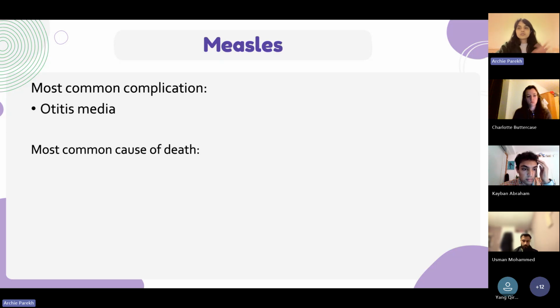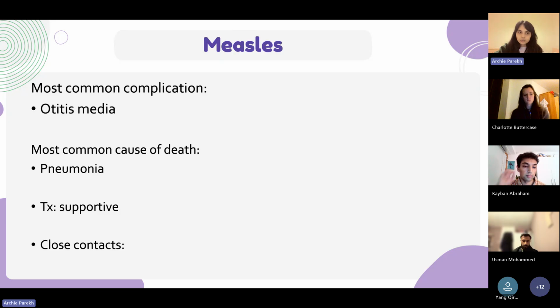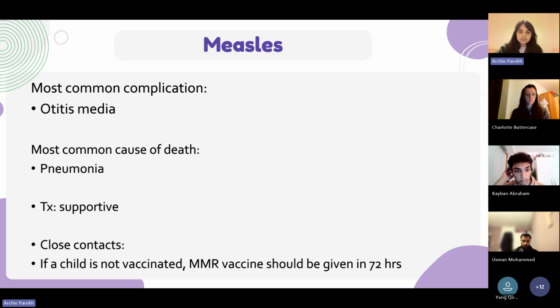However, the most common cause of death in patients who have measles is actually pneumonia. So just be aware of that sneaky MCQ question in case it comes up. And in spite of all of this talk about how awful measles is, there is no treatment for it. Treatment is normally supportive. And for close contacts, if your child is not vaccinated, then the MMR vaccine should be given ideally within 72 hours.